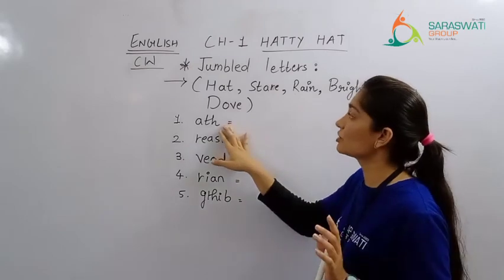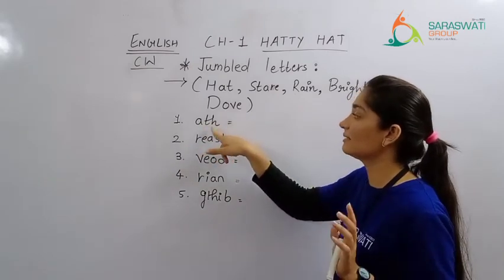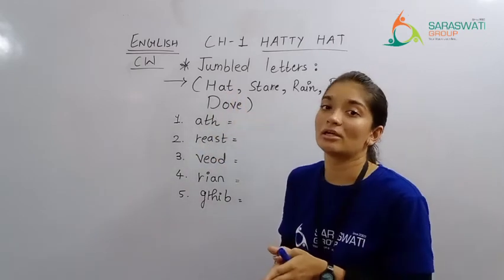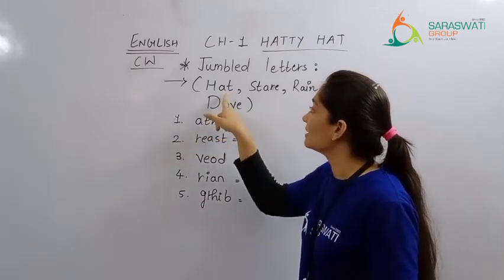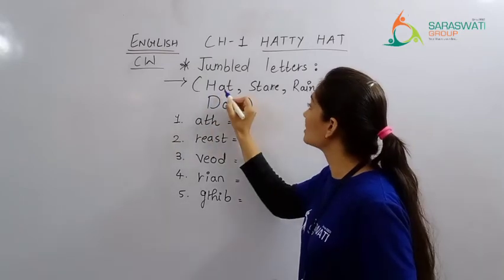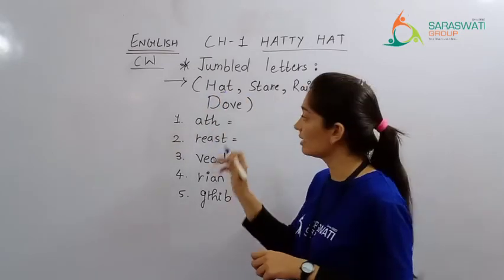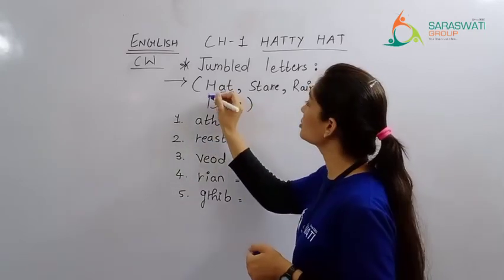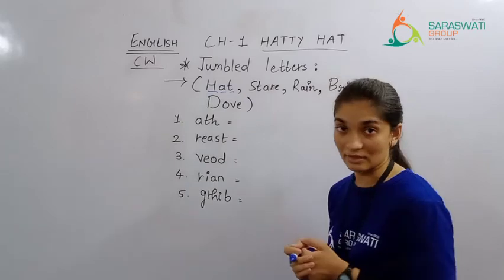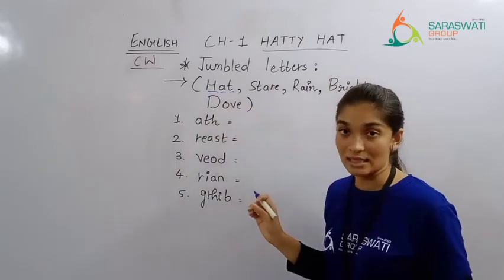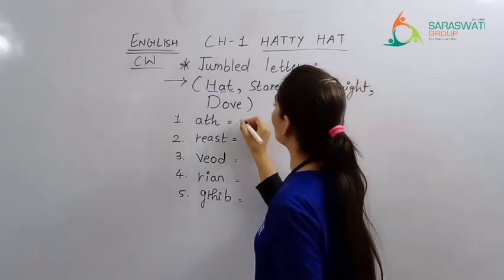So what you are supposed to do now is match the jumbled letters given to you with this word. A, is this word having A? Yes, it is having A. You can see right here, this is A. T, yes, it is having T. H, yes, it is having H. So what do you understand? Yes, this word is the answer of this one.